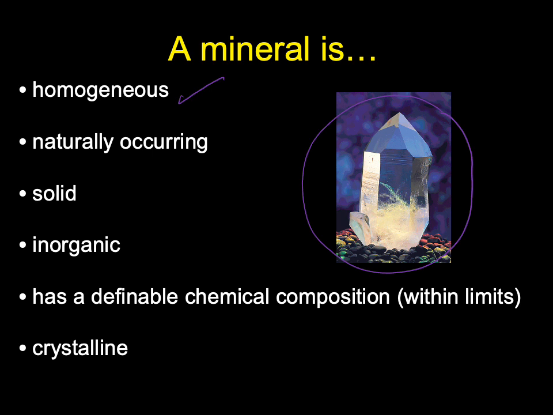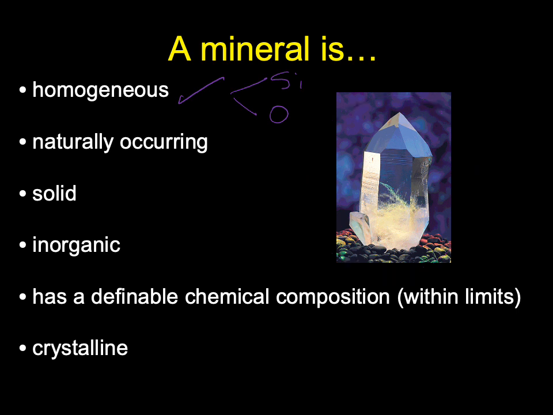I don't mean that it can't be broken down into its elemental constituents, right? Like we can break this down into silicon and oxygen, but what I mean is that the actual crystal itself is all made up of the same stuff, just silicon and oxygen. You cannot break it down into something simpler. So it has to be homogeneous. It has to be silicon and oxygen, right?